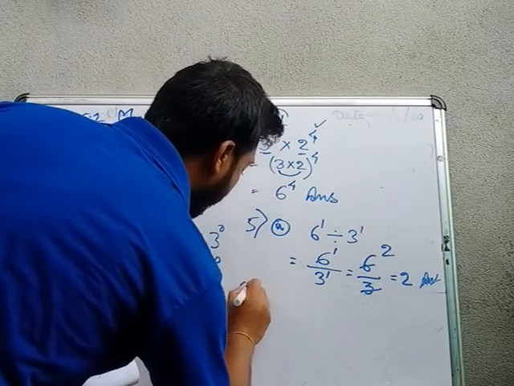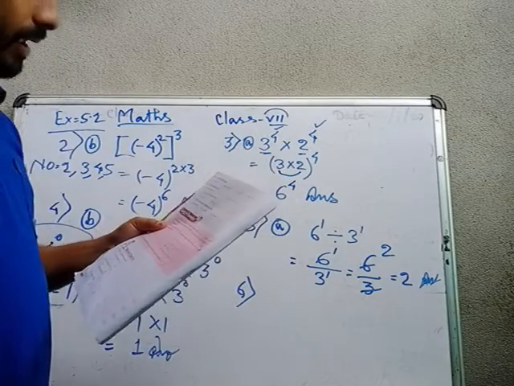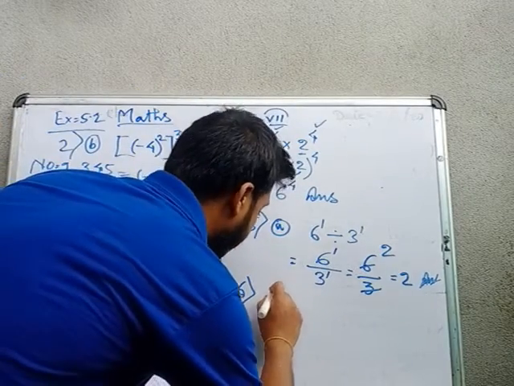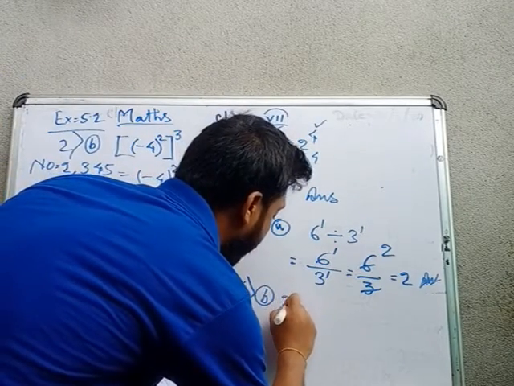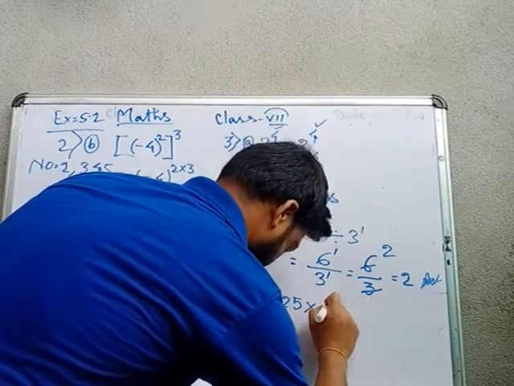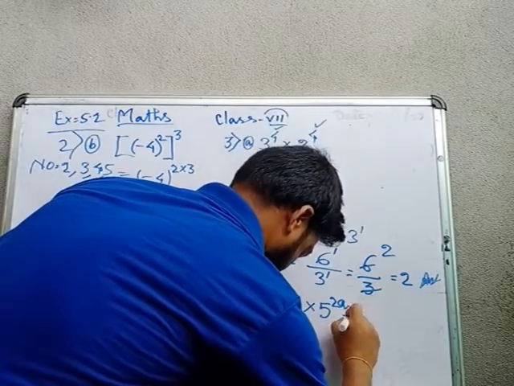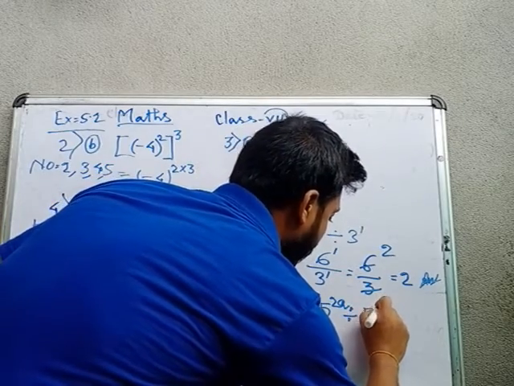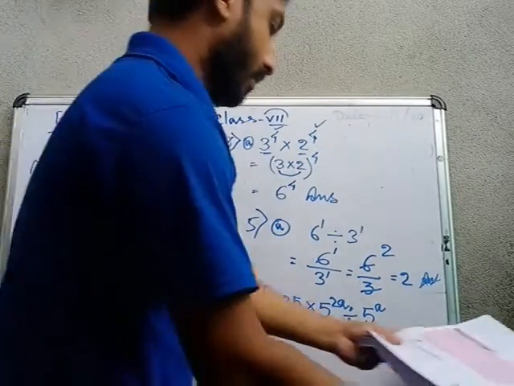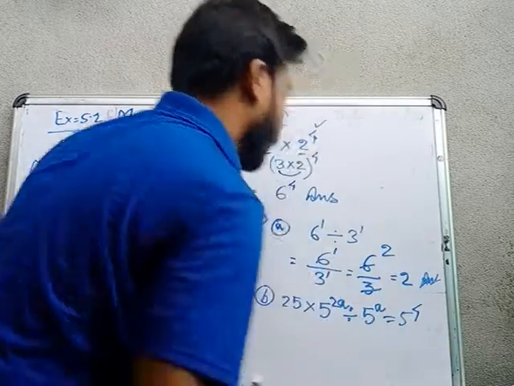I will tell you number 6. Find the value of A. That means I will go with number B. 25 here. 2. Is equal to 5 to the power 4. Listen very carefully.